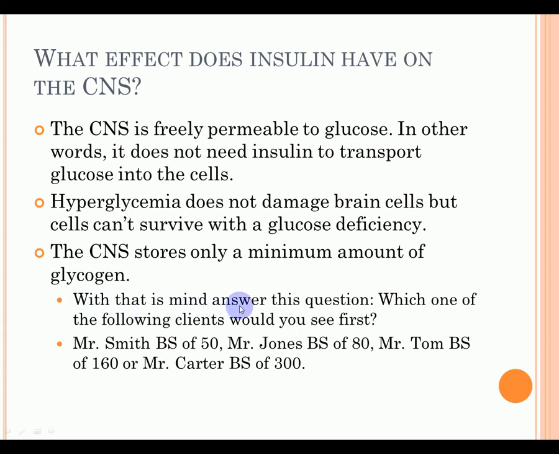With this in mind, answer this question. Which one of the following patients or clients would you see first? Mr. Smith, who has a blood sugar of 50, or Mr. Jones, a blood sugar of 80, Mr. Tom, a blood sugar of 160, Mr. Carter, a blood sugar of 300. You should have picked Mr. Smith with a blood sugar of 50. Why? Because we cannot survive without that glucose. You will start damaging brain cells with hypoglycemia, but not hyperglycemia.